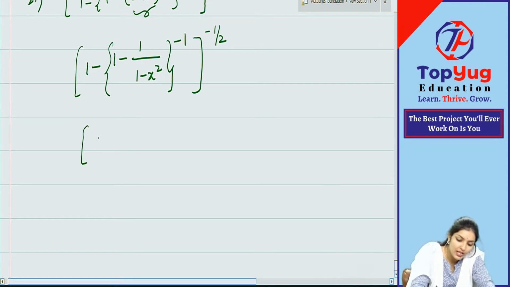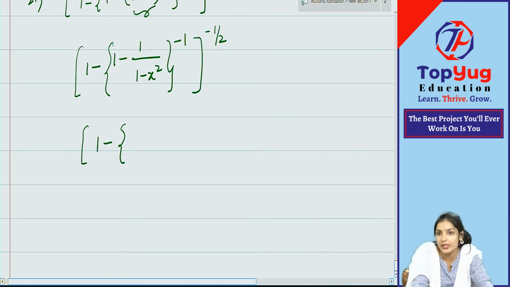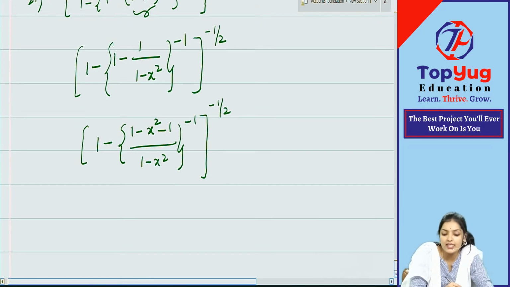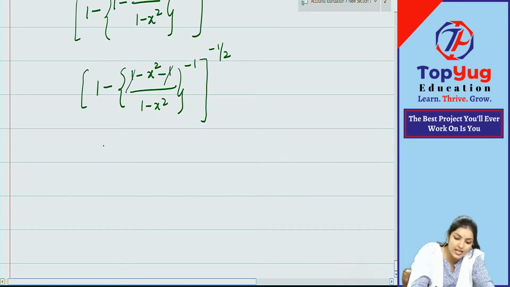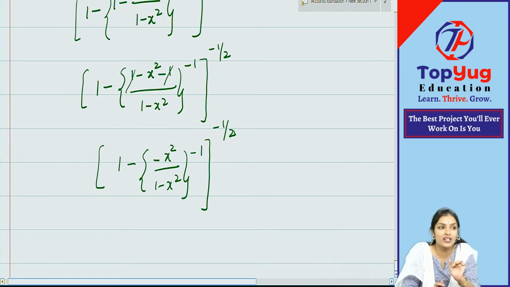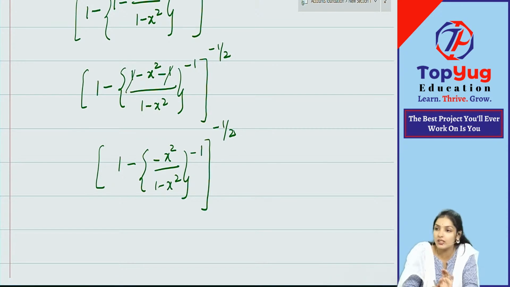Now again I have to solve. So LCM I would be taking: 1 minus x square minus 1 divided by 1 minus x square to the power minus 1 to the whole power minus 1 by 2. Can I cancel minus 1 plus 1? Yes, I can. So this gets cancelled. I am left over with 1 minus x square by 1 minus x square to the power minus 1 to the whole power minus 1 by 2. There is no trial and error for this. You have to be doing this method only.